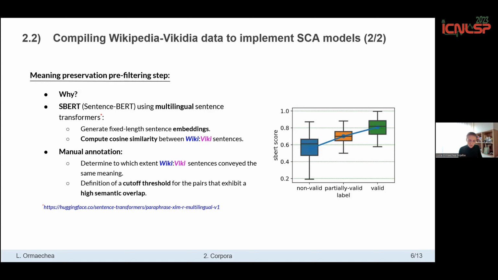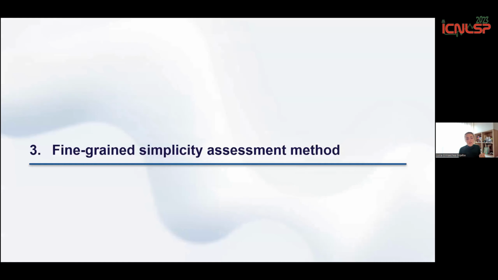Then, on the basis of a manual annotation, we were able to draw a cutoff threshold of the pairs exhibiting a sufficiently high semantic overlap. But of course, similar pairs are not necessarily valid simplification pairs. And this is where a triad of increasingly fine-grained models comes into the picture.